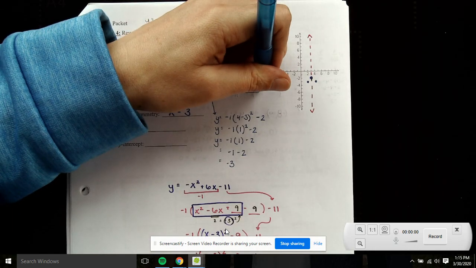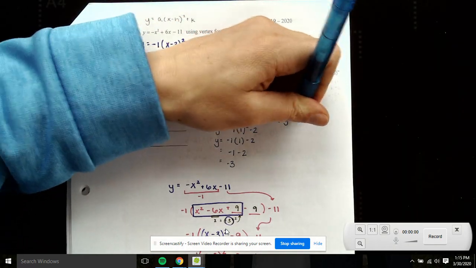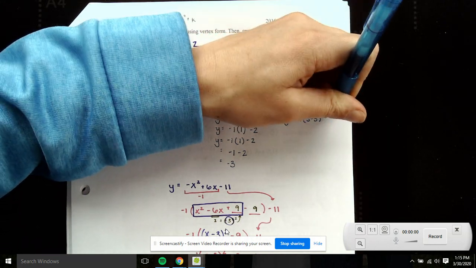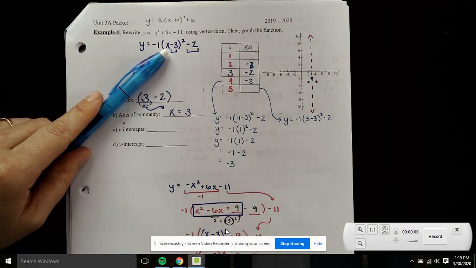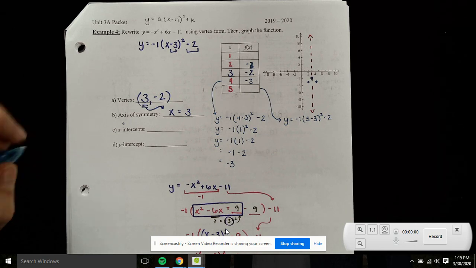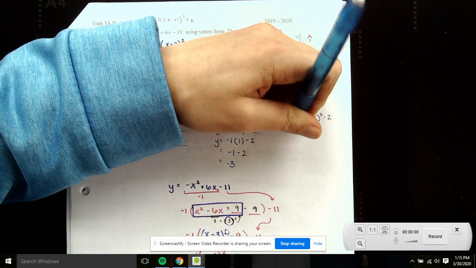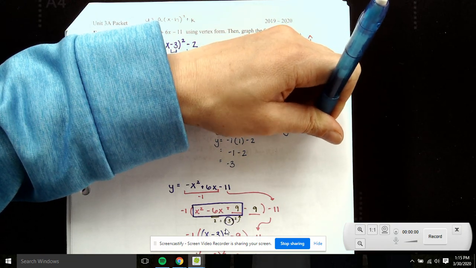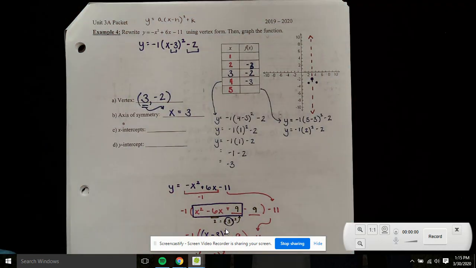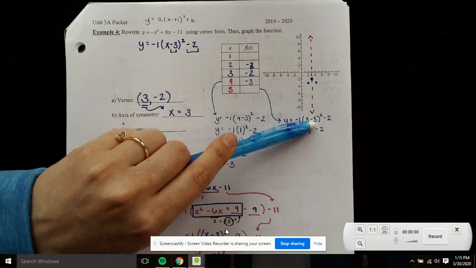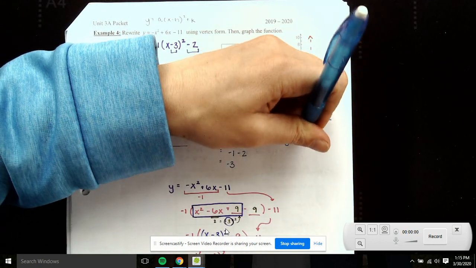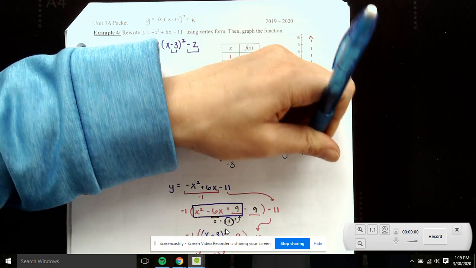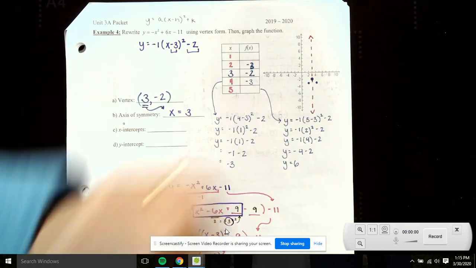So now I want to find out what happens at 5. So I've got y equals -1 times (5 minus 3) squared minus 2. I've plugged in 5 for the x value in the function. Order of operations says the parentheses first. So y equals -1 times (5 minus 3, which is 2) squared, minus 2. And I've got this 2 squared first, so I've got y equals -1 times 4 minus 2, which is -4 minus 2, which is -6.